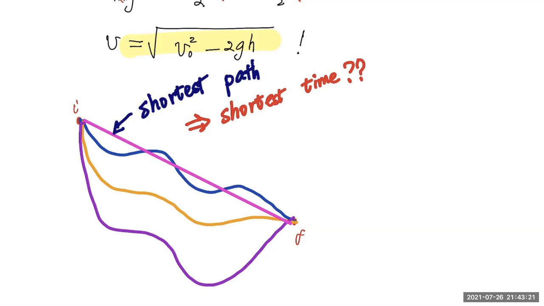So in the next lecture, we're going to look at examples where you must apply both Newton's second law and the work energy theorem to analyze the situation. So that is in our next lecture.